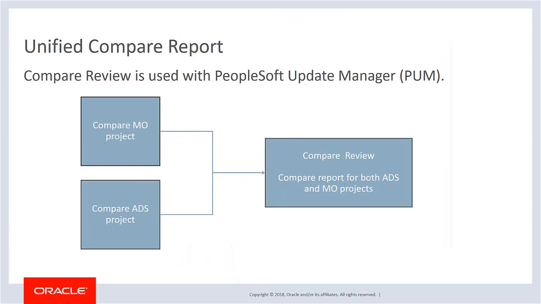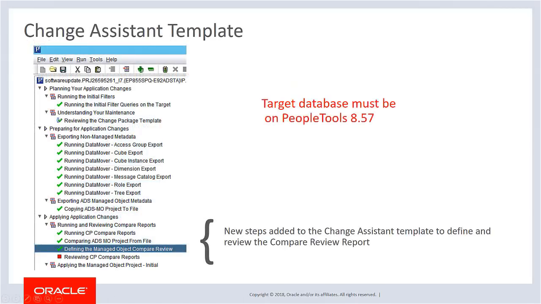When an update change package contains both managed objects, or MO, and data sets, or ADS projects, Change Assistant will create a unified compare report that contains both MO and ADS project compare results. The Change Assistant template contains new steps to define and review the Compare Review report. This report is only available if the target database is on PeopleTools 8.57.